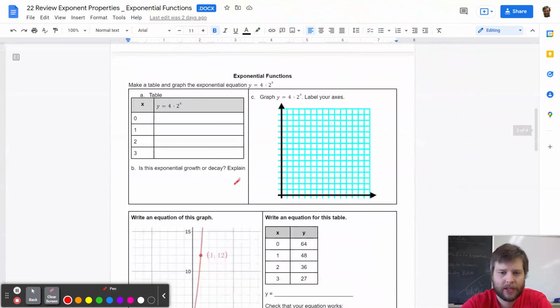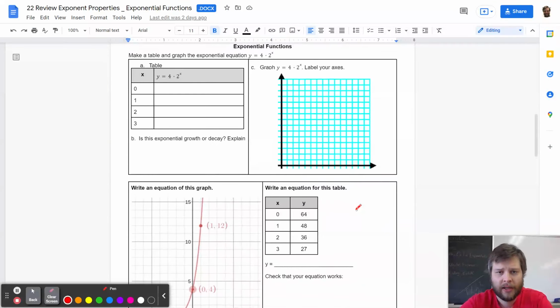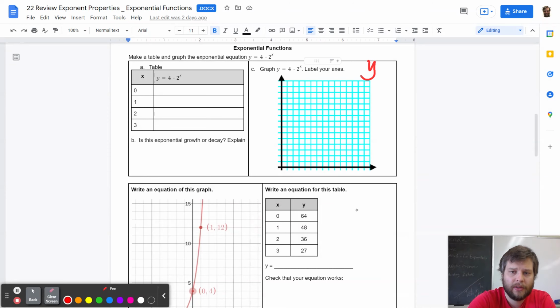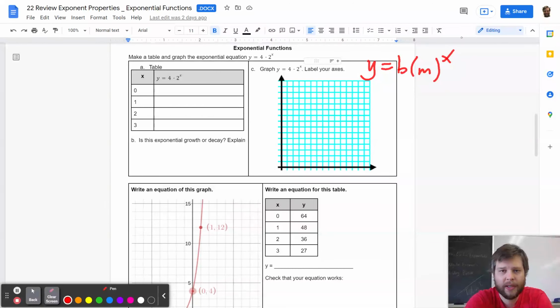Moving on to the second page, this is where we're looking at functions. Remember I showed you how to use your calculator to get a lot of these done. If you really feel like doing it by hand, you would remember that what we're talking about is y equals y-intercept times growth factor or decay factor to the x, b times m to the x. So when I look at a table, I know it starts with the b, and then it goes times 2, times 2, times 2. It's growth because it's getting bigger.